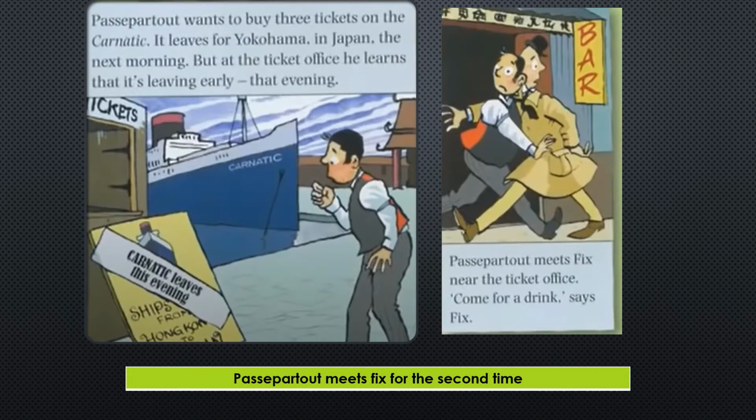Passepartout is sent to buy 3 tickets on the Carnatic. It leaves for Yokohama in Japan the next morning, but at the ticket office he learns that it's leaving early that evening.